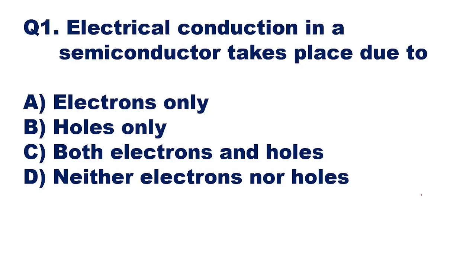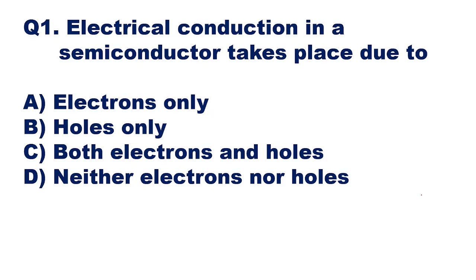Question number 1. Electrical conduction in a semiconductor takes place due to which of the options? Electrons only, holes only, both electrons and holes, neither electrons nor holes. When we studied semiconductors and saw the atomic structure, we saw that the charge carriers were the electrons. Whenever electrons move from one place to another, the vacant place of an electron is considered as a hole. In a semiconductor, we consider both electrons and holes as charge carriers.